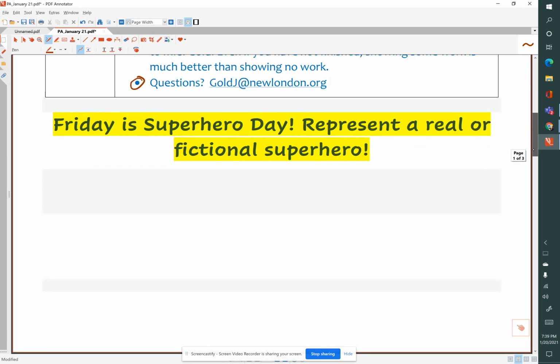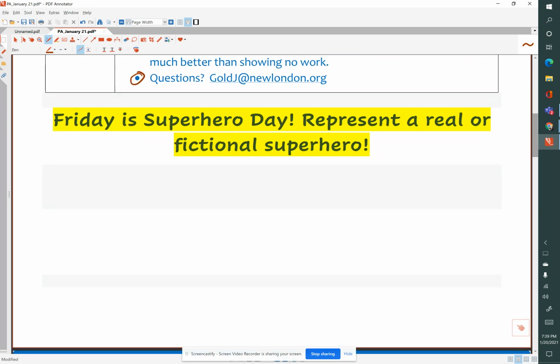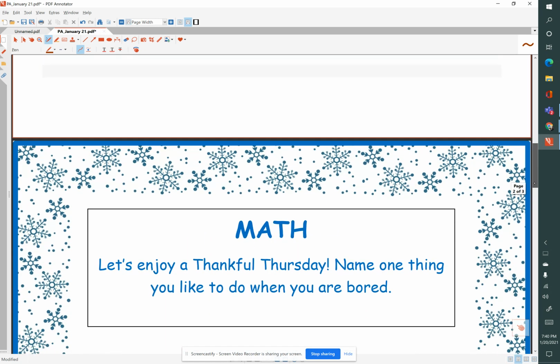So tomorrow is our superhero day. If you've got a real or fictional superhero, do something that reminds us of who that superhero is. That might be a parent or an uncle or an aunt or grandparent or maybe Superman. So think about that and you can be a little bit clever.